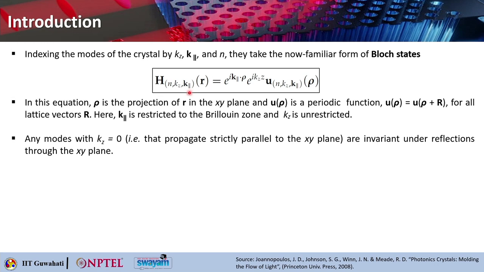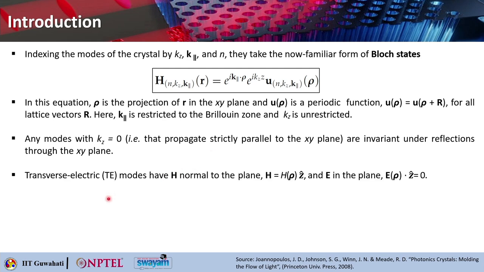And any lattice vector R can be expressed as a linear combination of the two primitive lattice vectors, a_x cap and a_y cap. So, k parallel is the wave vector in the xy plane, and that should be restricted to the Brillouin zone. However, your k_z is unrestricted. So, any modes with k_z equals 0, that means the mode propagates strictly parallel to the xy plane, are invariant under reflections through the xy plane.